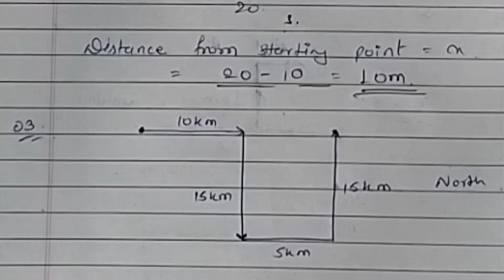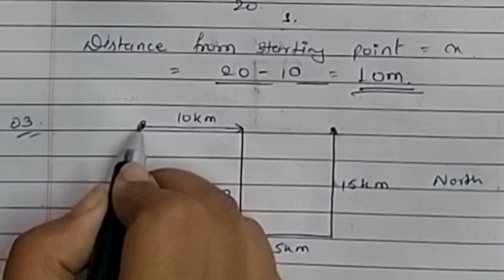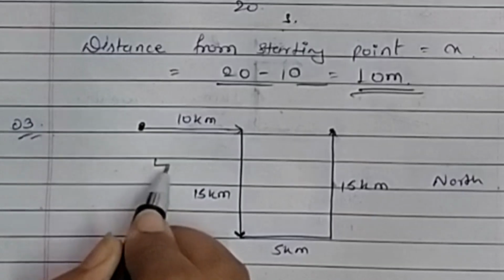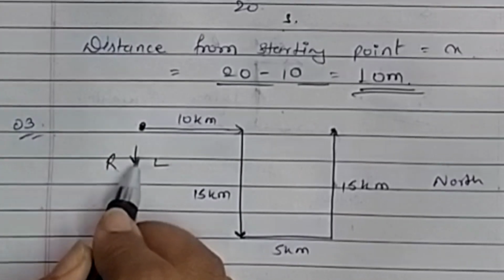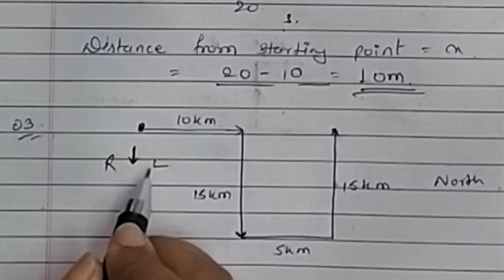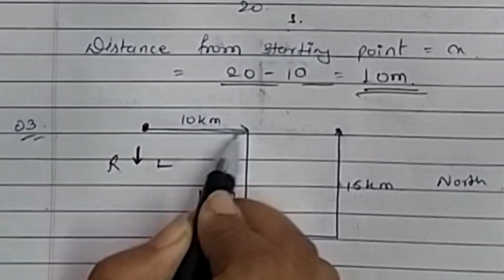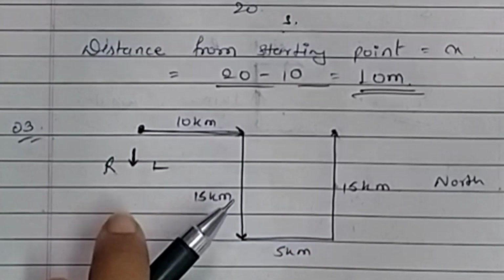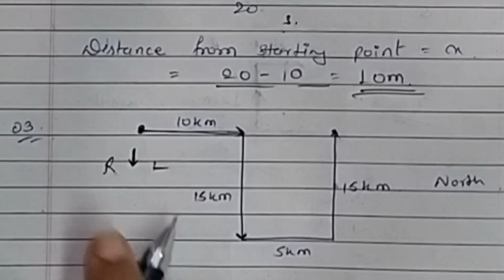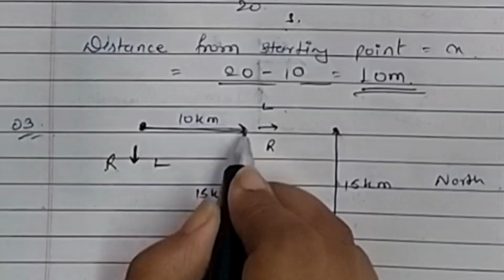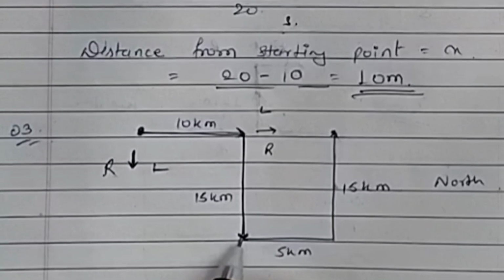Basically this question is saying that the man is facing south, turned to his left and walks 10 meters. So the man is facing the south direction, and from south the left will be like this and the right will be like this. Facing south he took a left turn and walked for 10 meters. Then he took his right and walked 10 meters. Facing this way, this is the right and this is the left. So he took a right turn and walked for 15 meters.